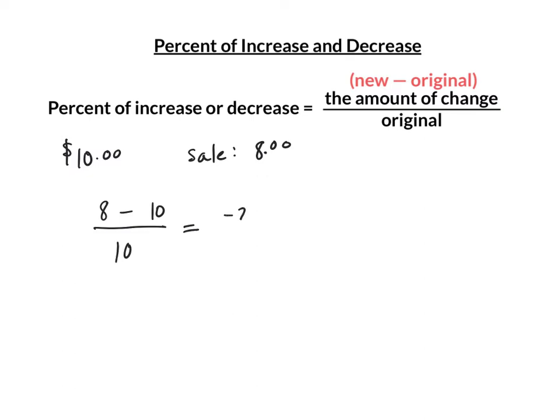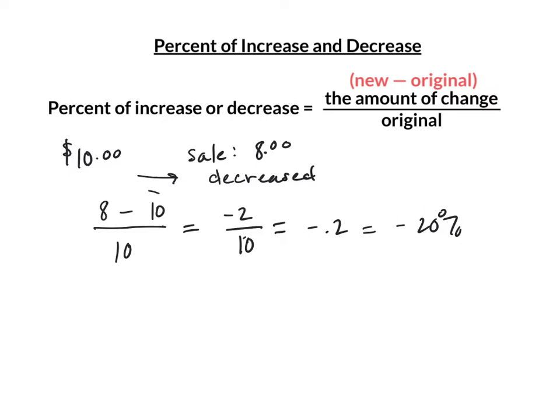Now, notice this is -2. That's because the price decreased. Divided by 10. And 2 divided by 10 is 0.2. This is -0.2 or -20%. In other words, it went down 20% in cost.